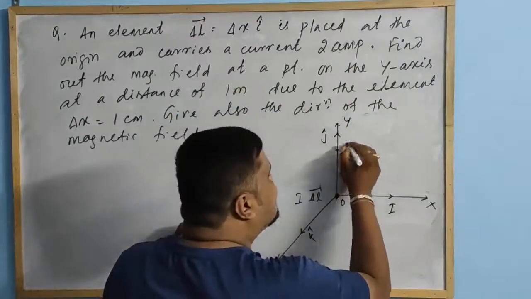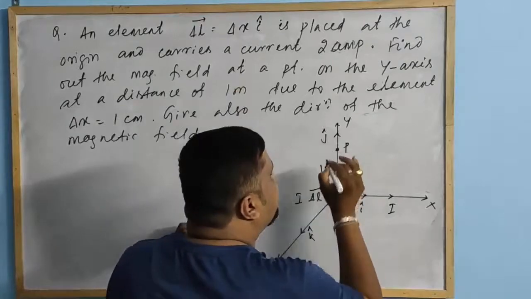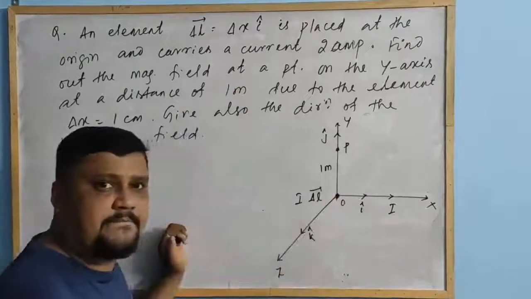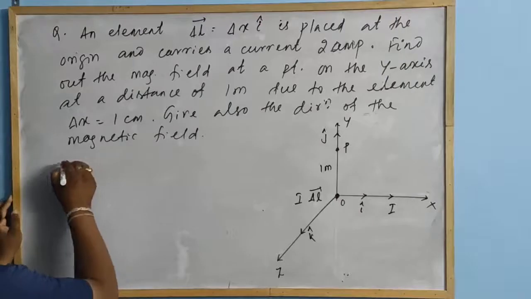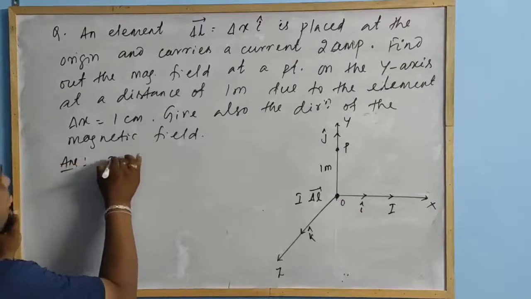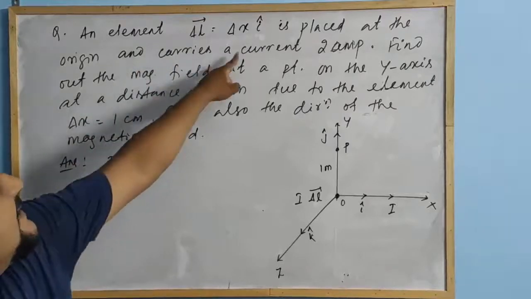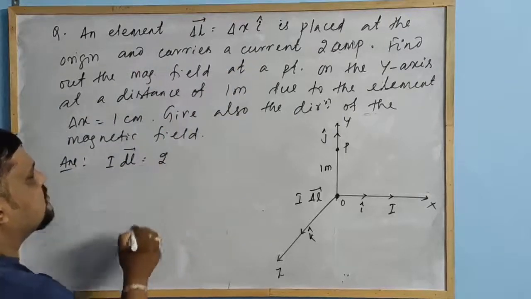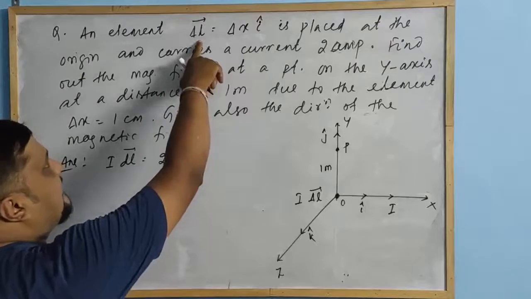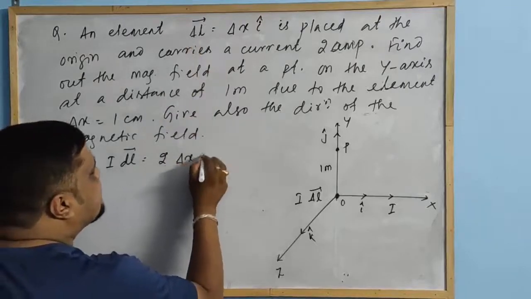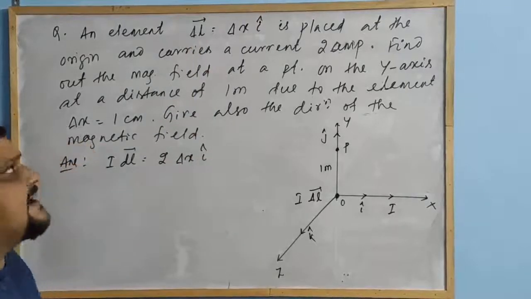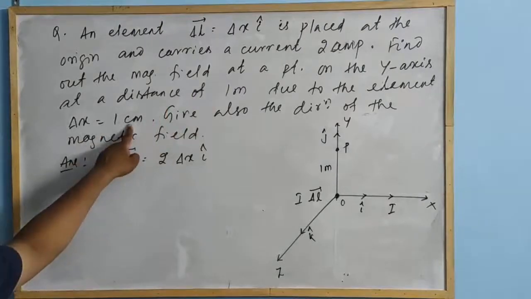Let the point P be here, at a distance of 1 meter from the element. Now I can write this. See, your IDL is equal to, what is your I? Can you say current of 2 ampere? So this is 2. What is DL? In vector form, that is delta x i cap. What is delta x? That is given as 1 centimeter.